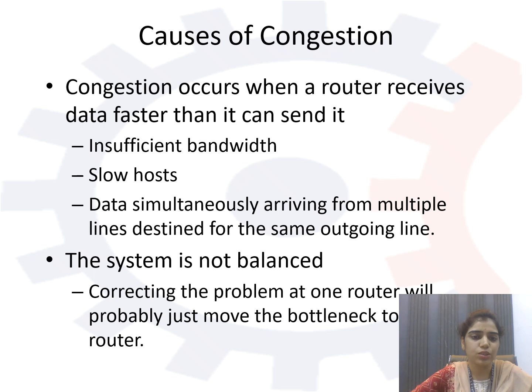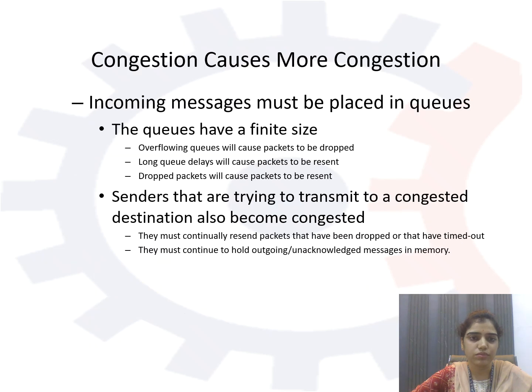Insufficient bandwidth, slow host, data simultaneously arriving from multiple lines destined for the same outgoing line. The system is not balanced. Correcting the problem at one router will probably just move the bottleneck to another router.